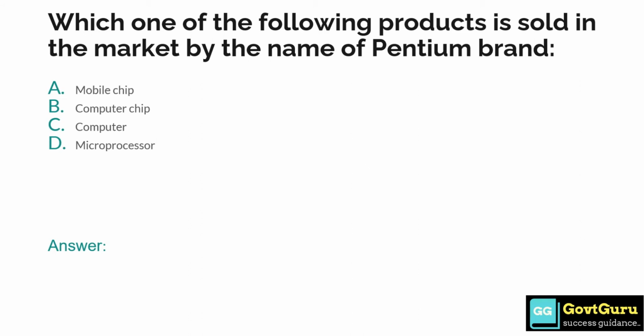The next question is which one of the following products is sold in the market by the name of Pentium brand? Option A mobile chip, option B computer chip, option C computer, and option D is microprocessor. So the answer is microprocessor.